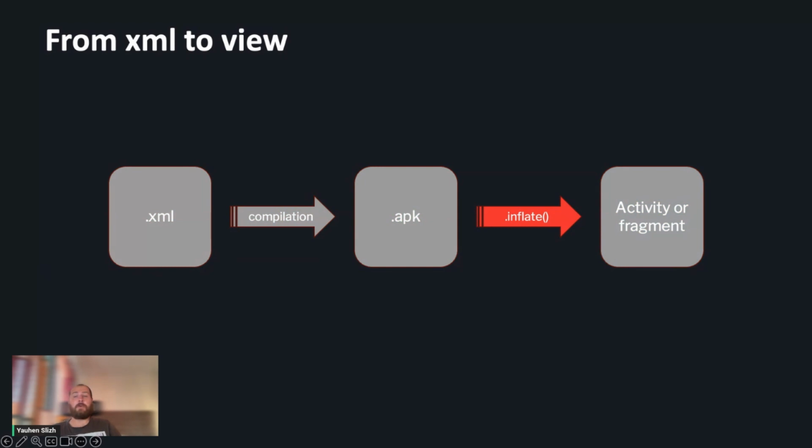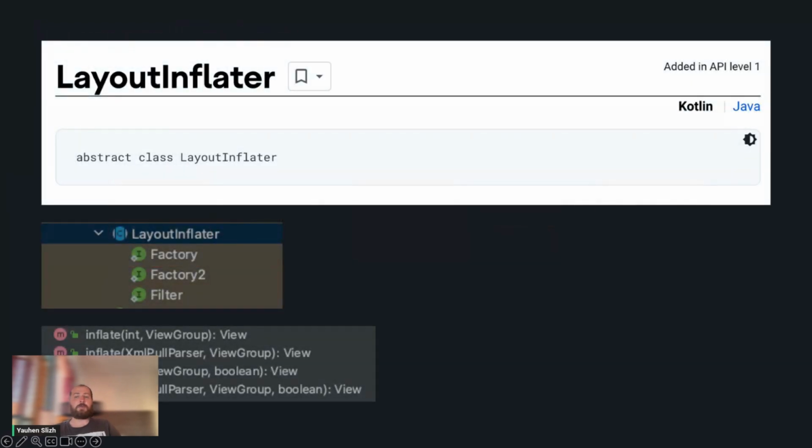At the moment when we launch our application, the layout inflater comes into the scene. That class provides several methods that help transform our XML files into views for rendering on the screen. As written in the documentation, a layout inflater instantiates a layout XML file into the corresponding view objects. It is an abstract class that provides several inflate methods that do the main work of transformation.